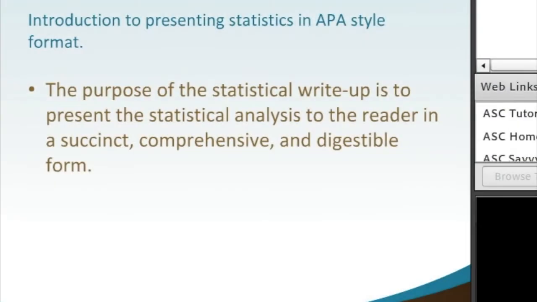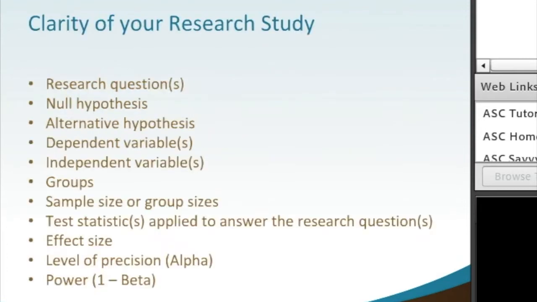Prior to the write-up, you need to be quite clear about these items here on this one slide. You need to have a clear research question, and that needs to be presented. You also need to include the null and alternative hypotheses to that particular research question. You need to identify the dependent variables and the independent variables, or if you're using groups for tested means.